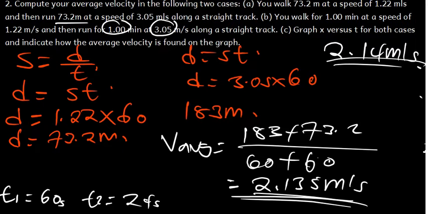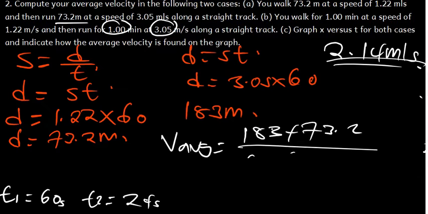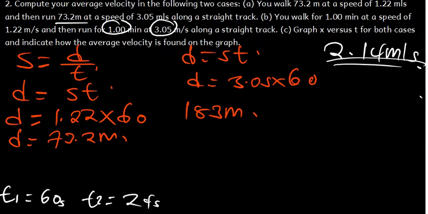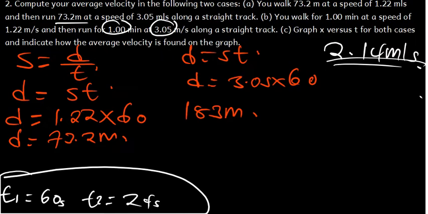Now part C is saying graph X versus T for both cases and indicate how the average velocity is found on the graph. So now in this case, let's start with the first case. Let me get rid of this. We need to put, this is the first case which we had, the time. Then the second one we have got the distance, which is 73.2. The second displacement, so I'll put d1, d2 is 183.